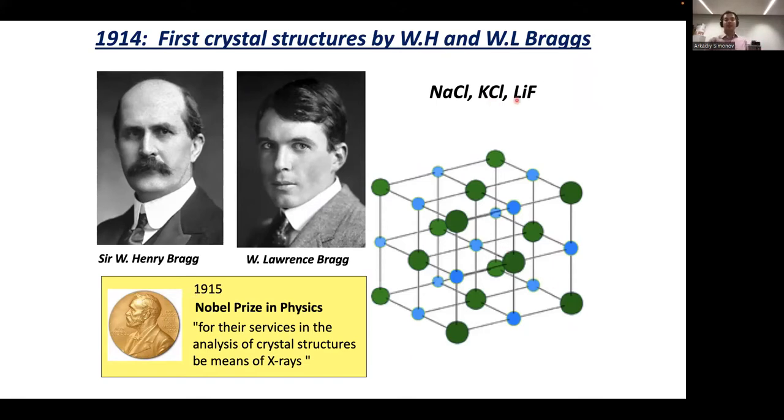Then they solved a couple of other ones which are similar. And then they saw that there's certain variability in the size of the unit cells. And this was really the very birth of structural chemistry. So out of this, you could really start understanding what are the scales of things and so on and so forth. It's beautiful.